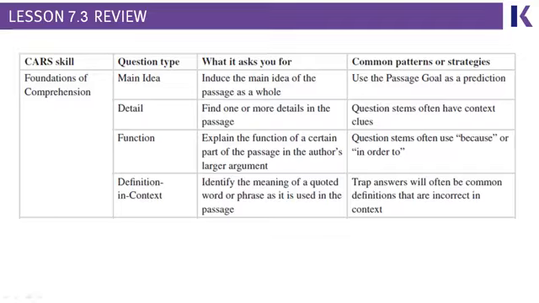For instance, main idea questions ask you about the main idea and you use your passage goal to answer them. Detail questions, you find details in the passage and you often can use the question stems to get the context that you need to be able to look up and find that detail in the passage that the question is asking for. Function questions ask the reason why the author is using something in the text, and they often start with because or in order to. Definition and context questions have you go find the meaning of a word or a phrase somewhere in the answer choices, and remember those are the ones with the trap answers of the common definitions that are incorrect within the context. So those are your foundations of comprehension question types.